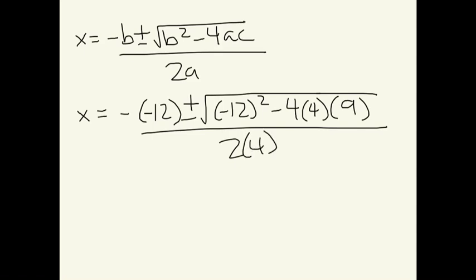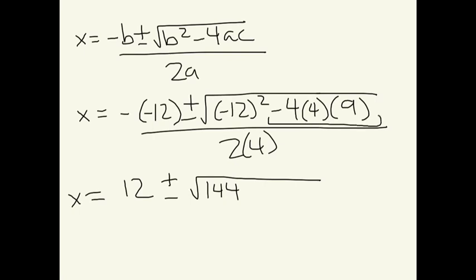Working this one out, what you're going to have is negative times a negative, that's going to be a positive 12, plus or minus negative 12 squared is going to be a positive this time around. It's going to be 144. And you've got negative 4 times 9. That's going to be negative 144. And this is going to be all over 8.